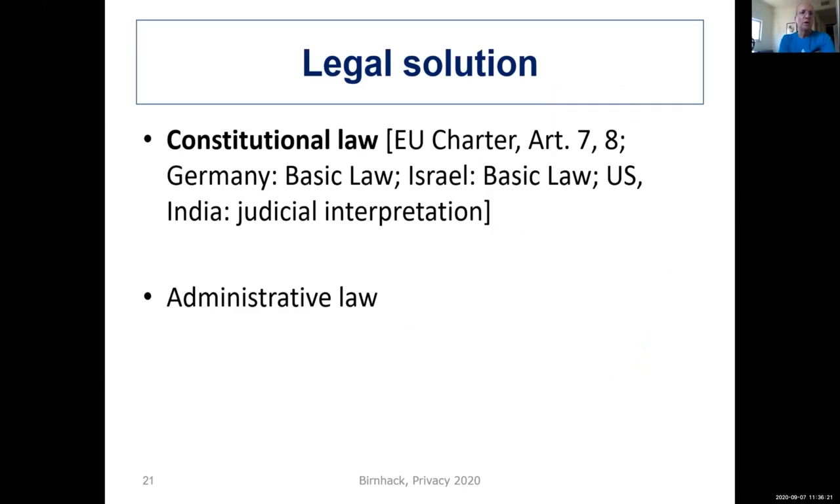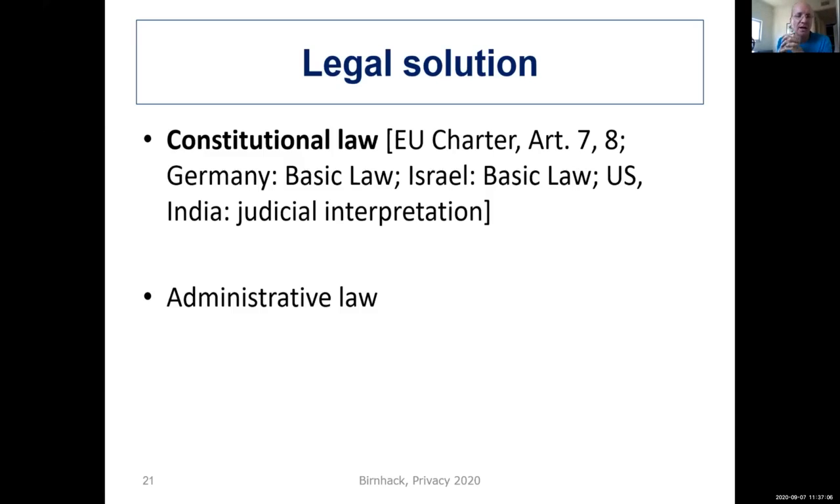To answer that, we treat privacy as a constitutional fundamental human right. And we see that, for example, in the EU Charter, Article 7 is about privacy and Article 8 is about data protection. In Germany and in Israel, privacy is anchored in basic laws. In the US, it's not in the Constitution, but the Supreme Court of the US has acknowledged privacy, as did the Indian Supreme Court and many other countries which have opted either for a constitutional right or a constitutional right as the courts have interpreted. This limits what the state can do.